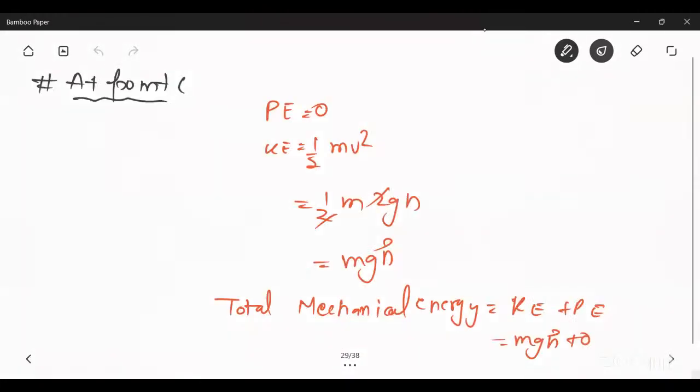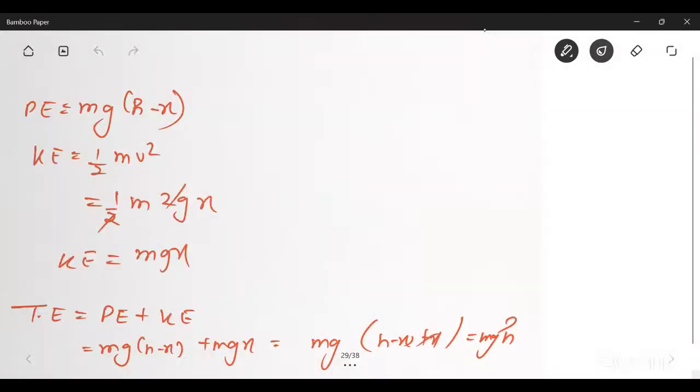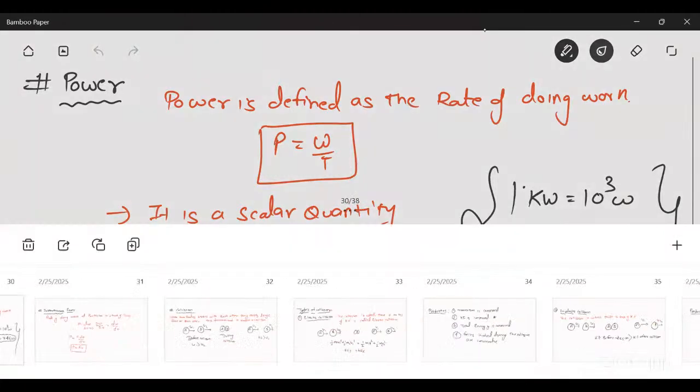So at point C, potential energy is 0 and kinetic energy is half mv square. V square equal to 2gh. On cancelling, you will get mgh. So the total mechanical energy will also be the sum of the kinetic energy and potential energy. So we will get mgh as an answer. Okay, so we have seen that at all points A, B, and C, we are getting the same total energy, mgh. So that was following the law of conservation of energy when a body falls freely. Okay, so you can write that case.